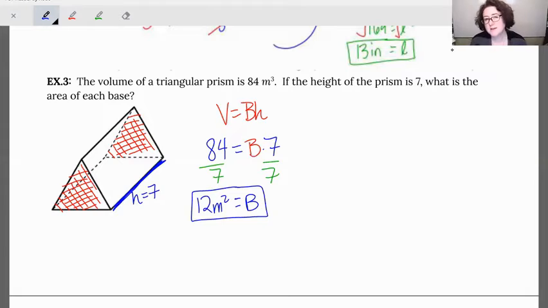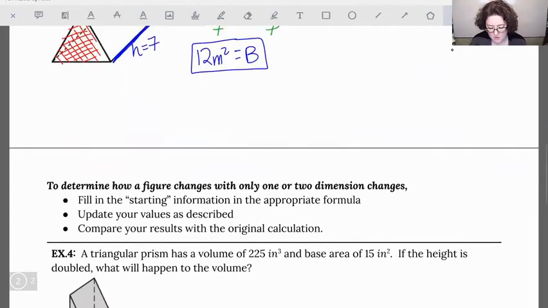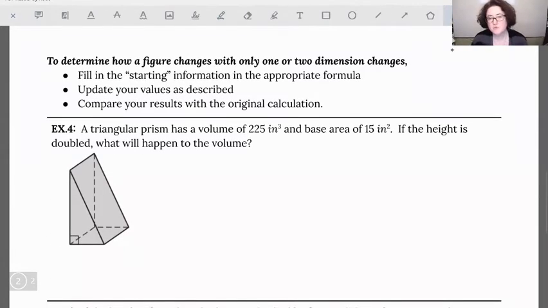Alrighty, so the last 3 examples that we're going to do today are talking more about if you change something on your figure, what's that going to do to your surface area? What's that going to do to your volume? So it's the same sort of thing. We always want to pick out the appropriate formula first, fill in what we know. Then on this one, we're going to fill in something that'll show us what we're changing. And then we figure out what's going to happen with the algebra from there.